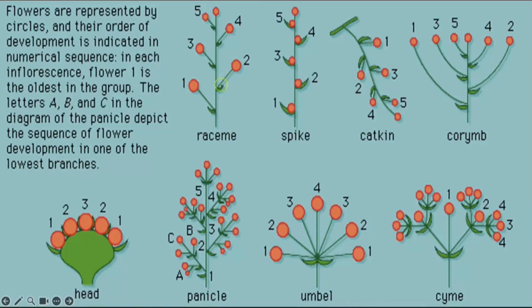And in the arrangement you can see that the older flower will be in the bottom and the younger flowers will be in the top. In raceme type of inflorescence, we can see this. The older flower which blooms first will be in the bottom, and the younger one which will be blooming, you can see, in the top of the flower. So in the inflorescence there are many types, and the names given are raceme, spike, catkin, corymb, head, panicle, umbel and cyme. Let us see one by one with examples.